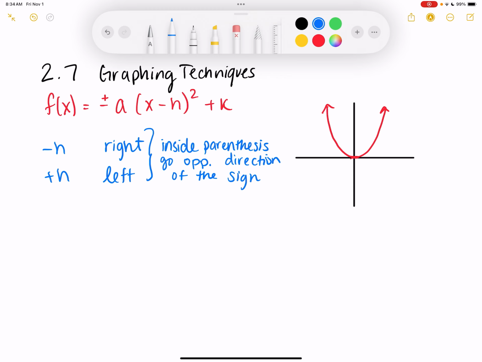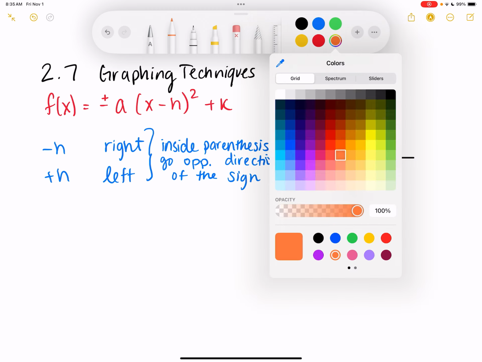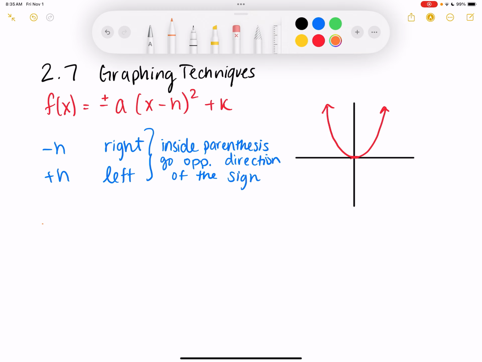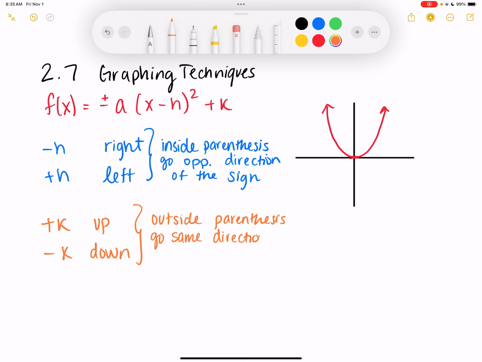Now, outside of the parentheses, the k goes the same direction. So plus k is up, minus k is down. So I write outside the parentheses, go the same direction as the sign.